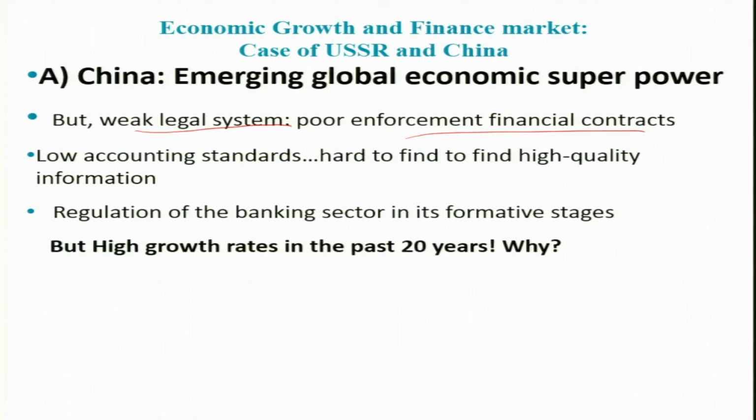It has also been recorded that the accounting practices in the country, compared to the western system, have low accounting standards, almost comparable to India as well, and it is hard to find high quality information. So regulation of the banking sector is in its formative stages in the country. But you can obviously see that China is one of the fastest growing economies in the world and is almost catching up with US economic growth. So why were there high growth rates in the past 20 years in China? Is it because of the financial system, or is it because of something else?